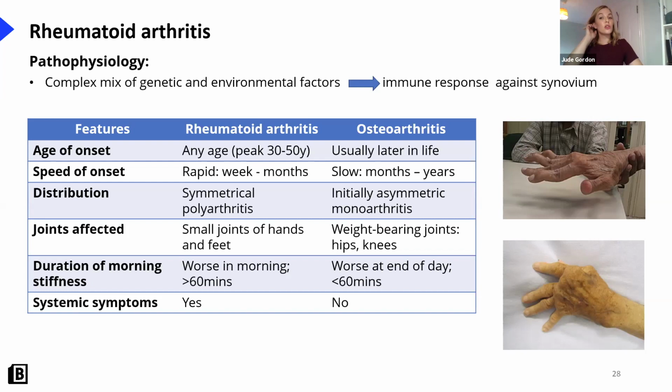Distribution is important. In rheumatoid, it tends to be a symmetrical polyarthritis, so multiple joints affected. Typically, it's the small joints of the hands and feet and both sides of the body affected, whereas osteoarthritis would typically be a single joint or few joints and be an asymmetrical pattern. And again, because it's this wear and tear type process, it's the load-bearing joints that are most commonly affected, so the hips and knees in osteoarthritis.